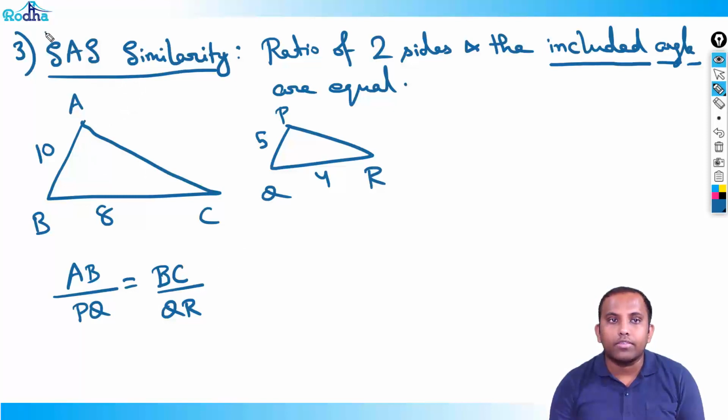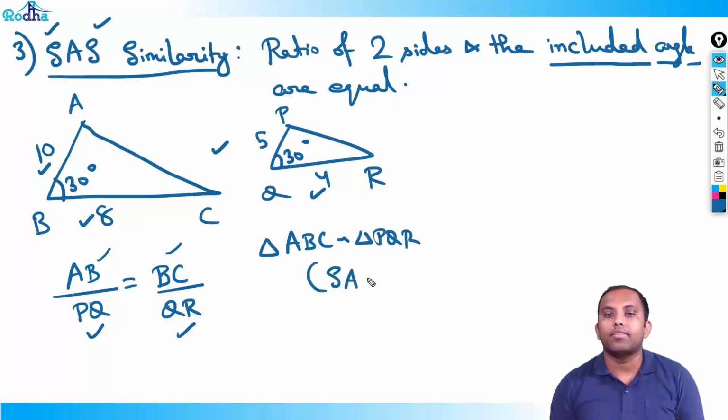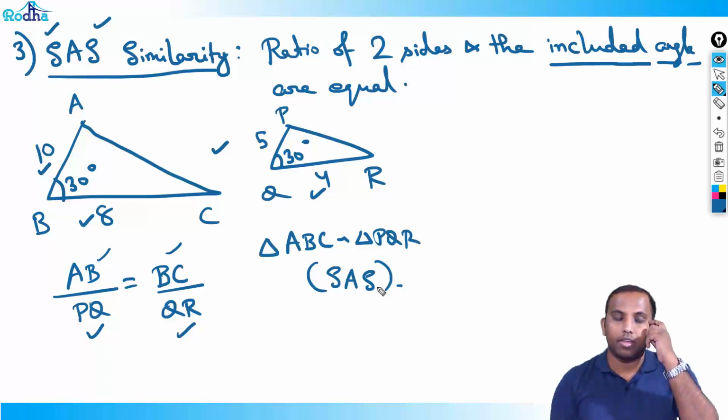In that case, this is the ratio of sides. So S and S are done, right? The ratio of two sides, first and second, are equal. Now the included angle has to be equal, right? That means if this is 30 degrees, this also has to be 30 degrees. Only the included angle, whichever two sides you are taking, 10 and 8 and 5 and 4, the angle between them. This is the meaning of included angle, and it has to be equal. If this is equal, then I can write triangle ABC is similar to triangle PQR by SAS similarity. Okay, so this is the third similarity.